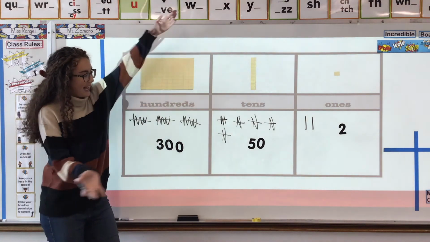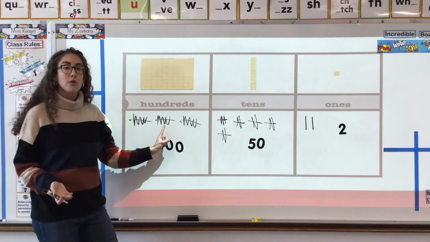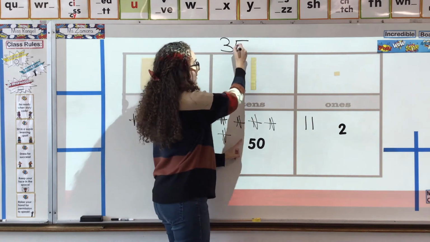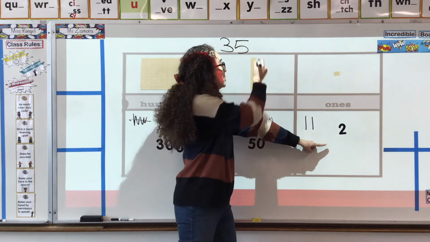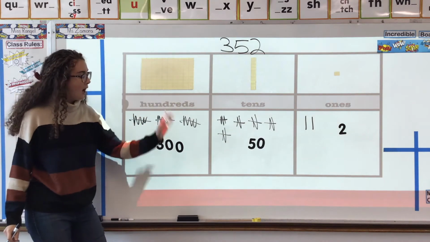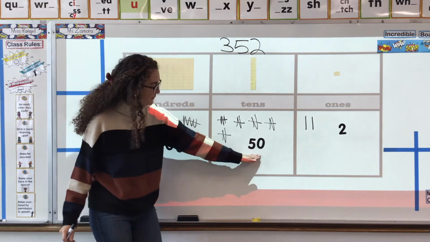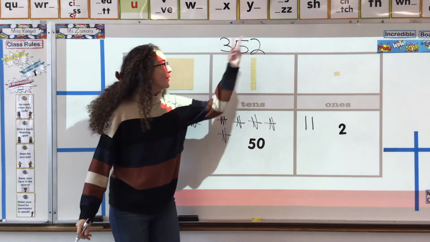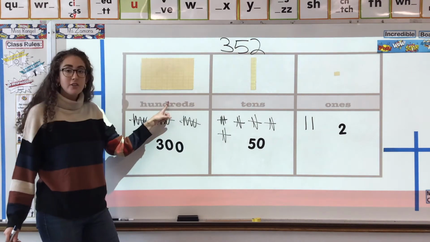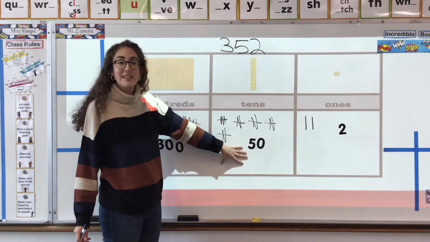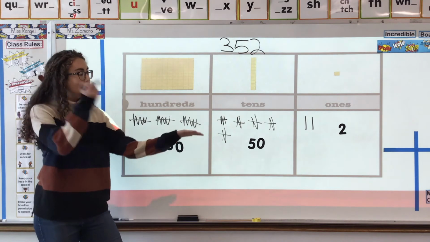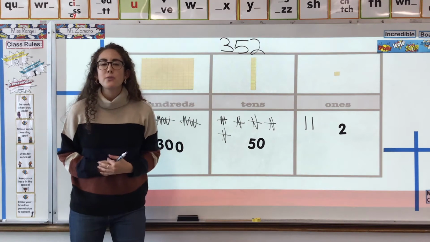Okay, Super Scholars, in this number, we have 3 hundreds, we have 5 tens, and we have 2 ones. So, what number is this? Read it with me. 352. The 3 is in the hundreds place, the 5 is in the tens place, and the 2 is in the ones place. The value that we drew matches this 3-digit number.